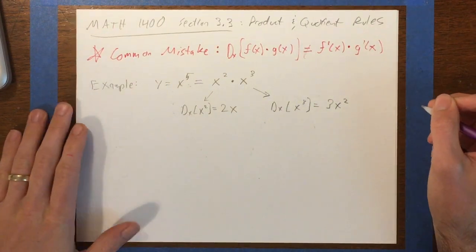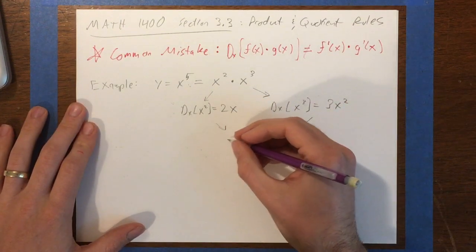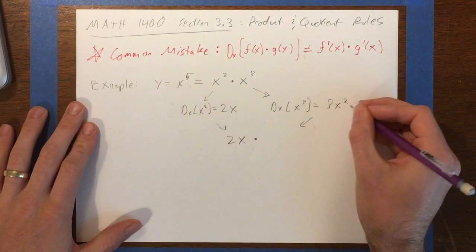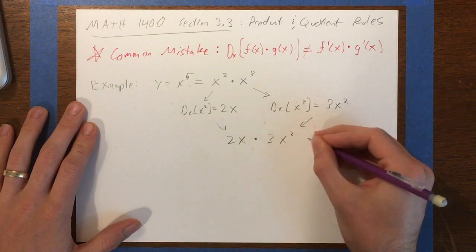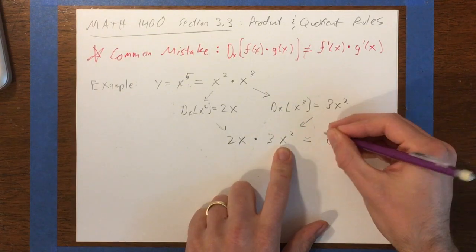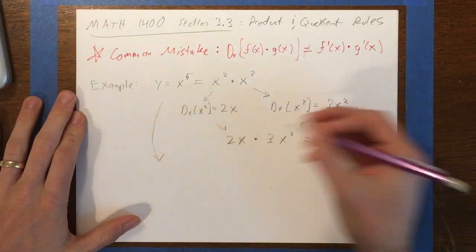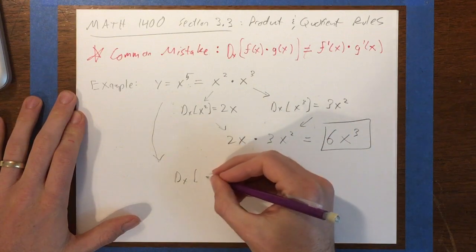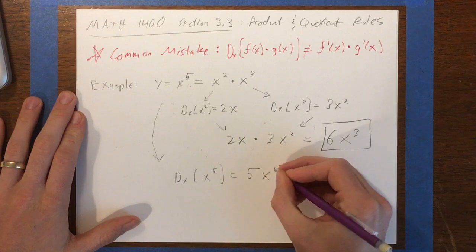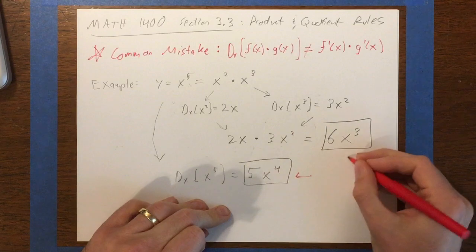We're good with that. So then, taking these and putting them back together again, we would get 2x, the derivative of x squared is 2x, times the derivative of x cubed is 3x squared, and that gives us, let's see, 2 times 3 is 6, x times x squared would be x cubed. There we go, 6x cubed. However, the derivative of x to the power 5 is not 6x cubed, it's 5 times x to the power 4. Okay, so do you see the problem?